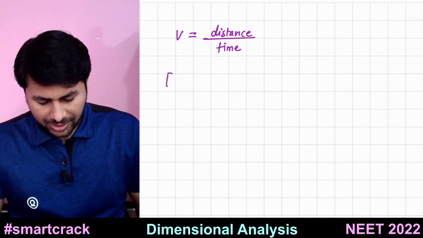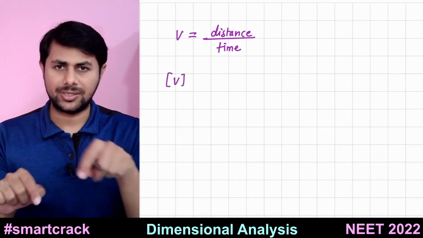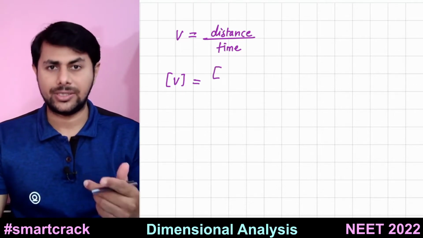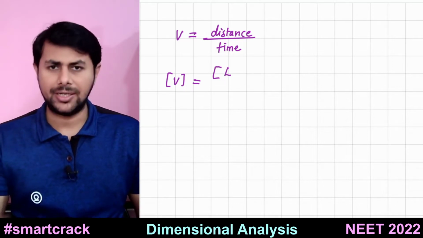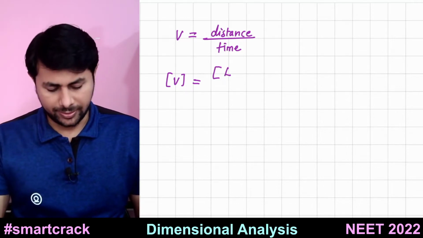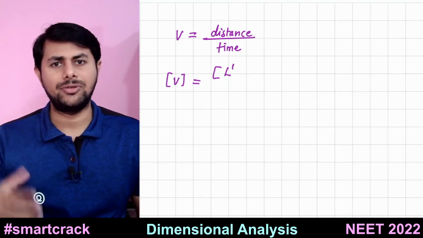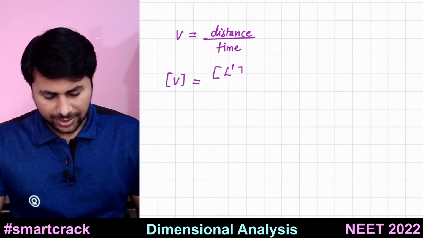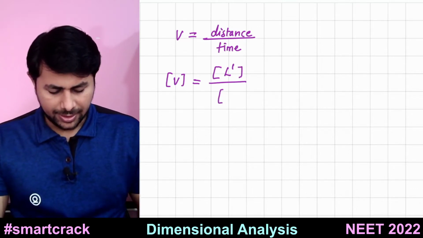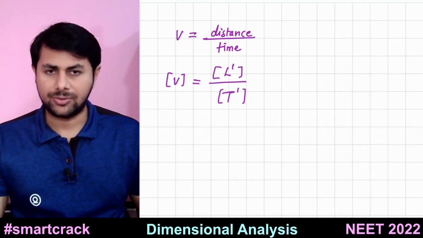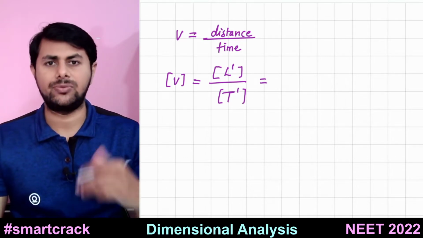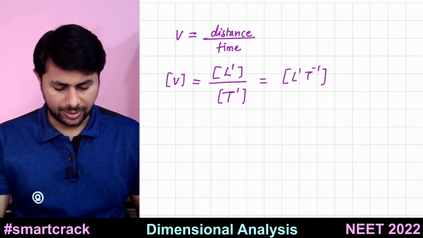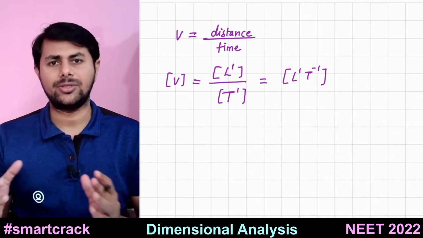So dimensions of speed, we put dimensions in that small box. So dimensions of speed are what? So in numerator we have distance, which is length. So we can write L, or we can write L to the power 1. Okay. If it is distance square, we will write L to the power 2. If it is distance cube, we will write L to the power 3, and so on. So it is L raised to 1 divided by time in denominator. So it is T raised to 1 in denominator. If we take this T raised to 1 in numerator, we will get what? L raised to 1 T raised to minus 1. So these are dimensions of the speed.